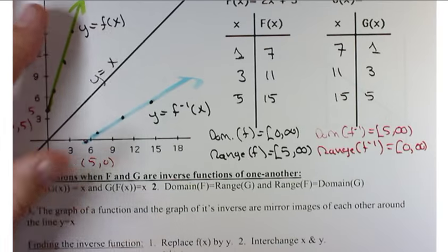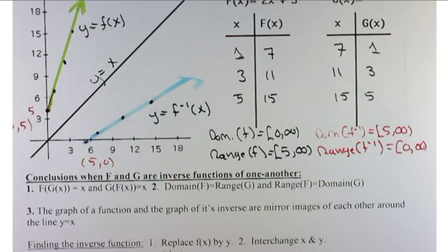So notice what happened in going from the function to the inverse. What happened between the domain and the range? They flipped. And that's kind of summarized here. The domain and the range flip-flop.